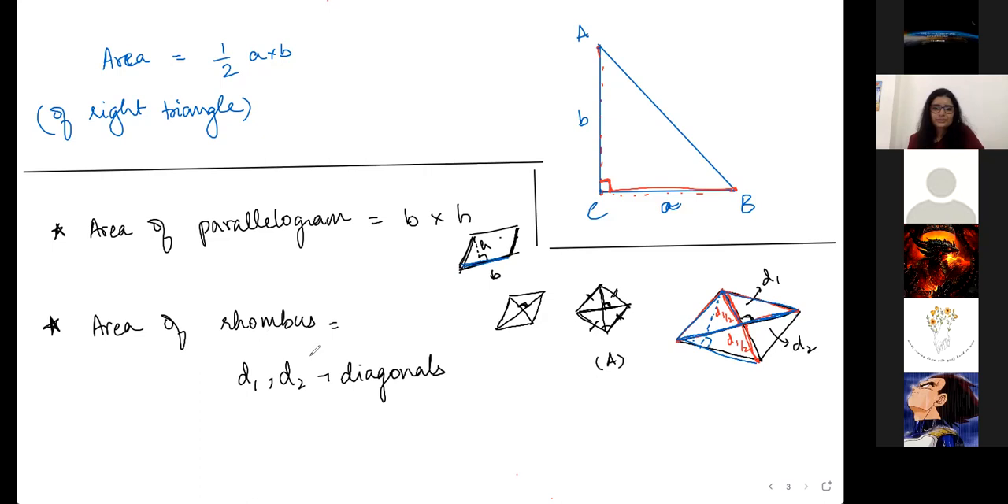Cool. So the area of rhombus should come out by the formula half into d1 into d2. So it'll be half into d1 upon 2 into d2 for one triangle. When you multiply it by 2, then that upon 2 will get cancelled, and then you'll get half into d1 into d2. So half into the product of the diagonals, basically. That will be the area of rhombus. Okay.